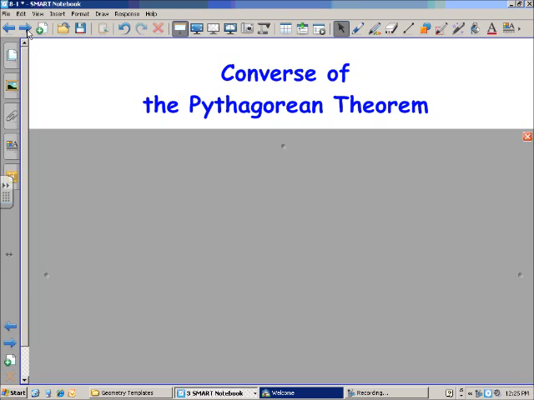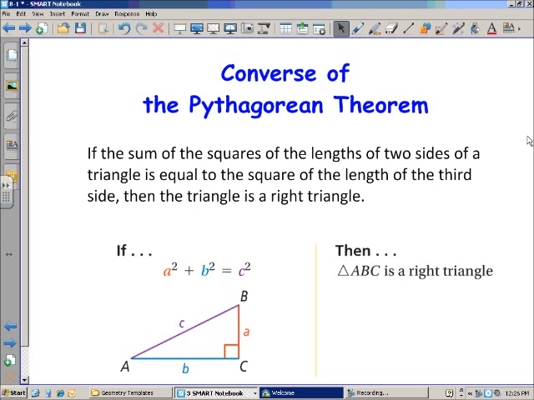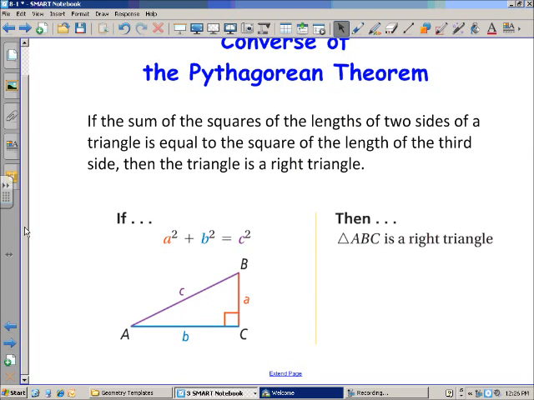The converse of the Pythagorean theorem. Again, the Pythagorean theorem is if it's a right triangle, then a squared plus b squared equals c squared. The converse is where you take the if and the then and you switch them. So the converse is if a squared plus b squared equals c squared, then triangle ABC must be a right triangle.